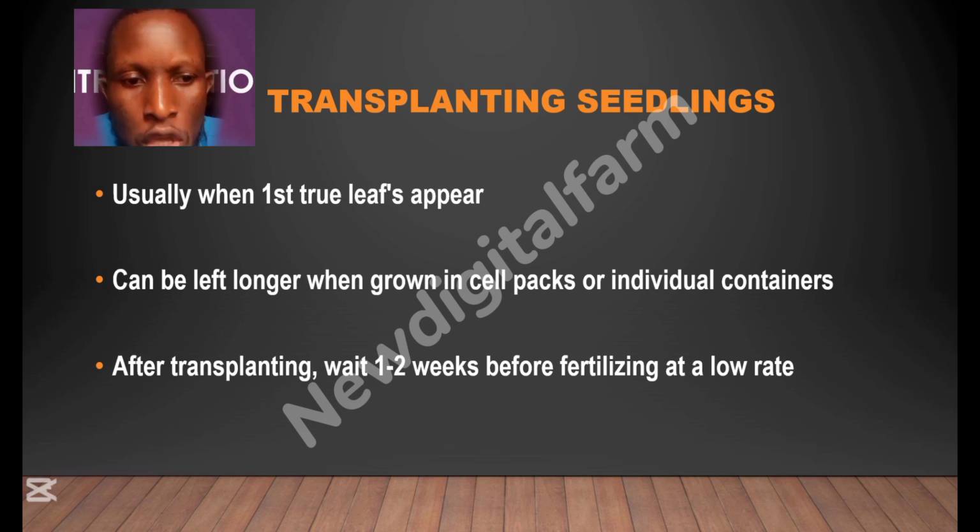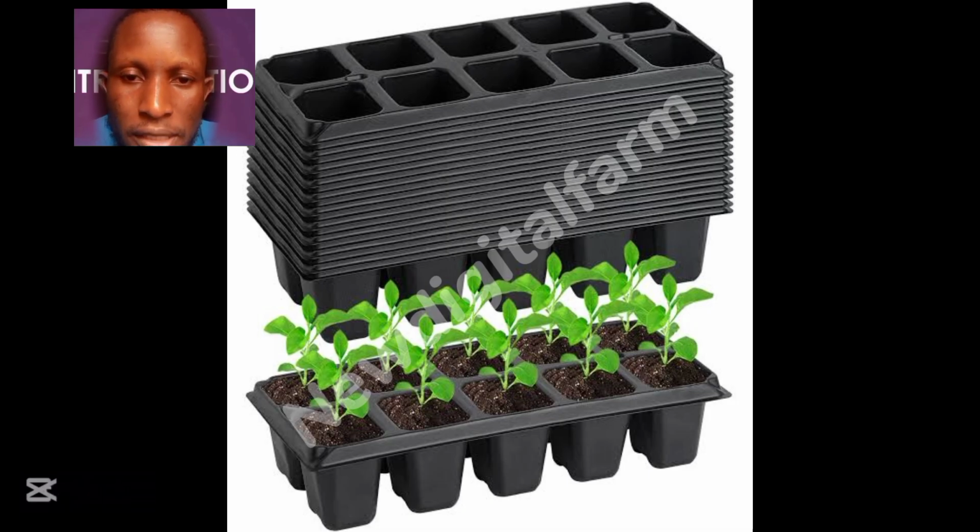First thing, you transplant when usually the first true leaves appear. You will see the true leaves appear. Maybe 2 or 3 leaves will sprout out of the ground. That is the time to transplant. It can be left longer when grown in cell packs or individual containers. Sometimes some people plant in a cell, a kind of cell box, just like you're seeing on the screen.